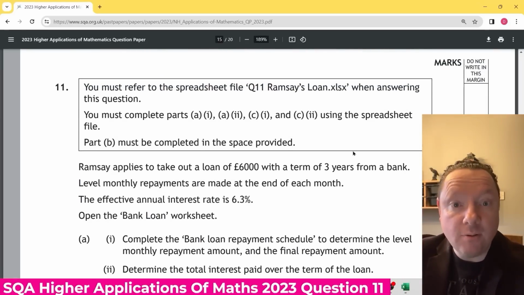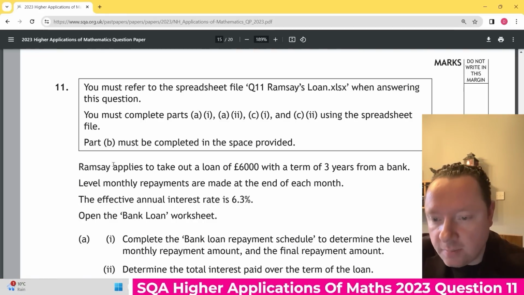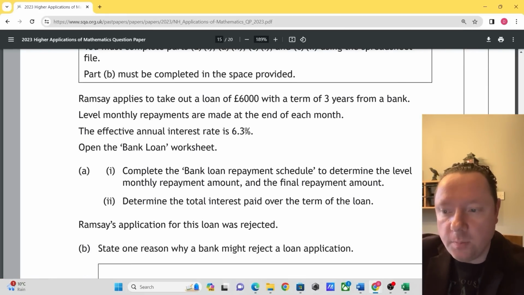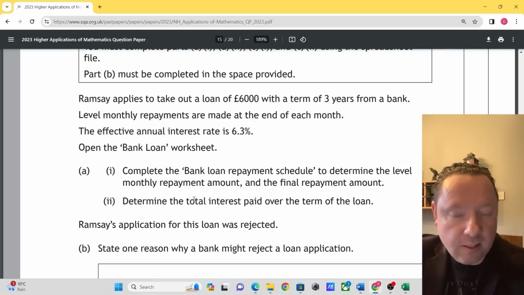SQA Higher Applications Maths 2023 question 11. This one's about Ramsey's loan, and we have to use the spreadsheet. It says Ramsey applies to take out a loan of £6,000 with a term of 3 years from a bank. Monthly repayments are made at the end of each month. The effective annual interest rate is 6.3%. Open the bank loan worksheet and complete it to determine the level repayment amount and the final repayment amount, then determine the total interest paid over the term of the loan.